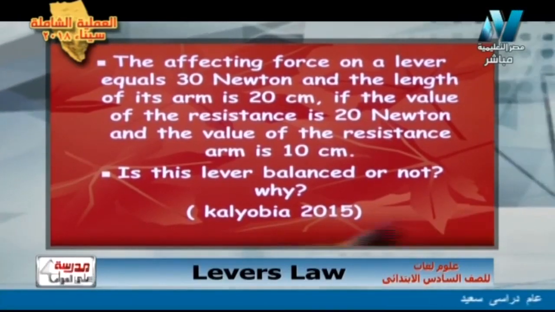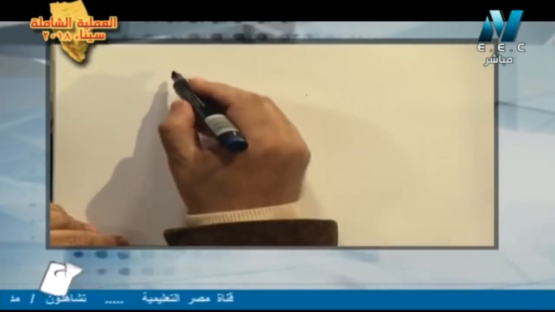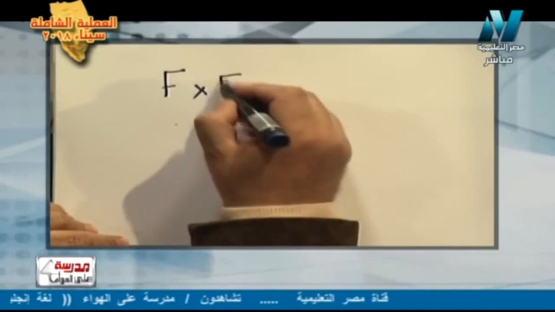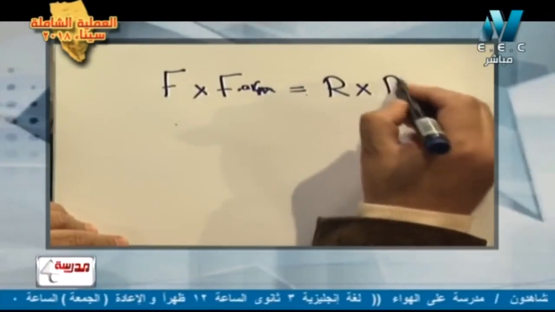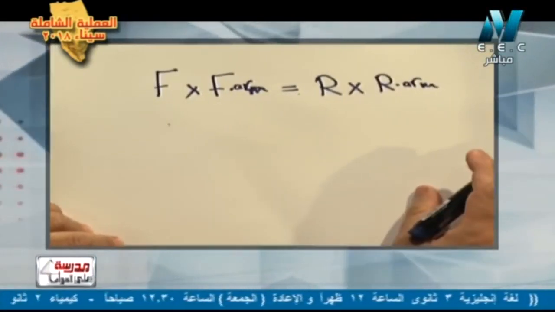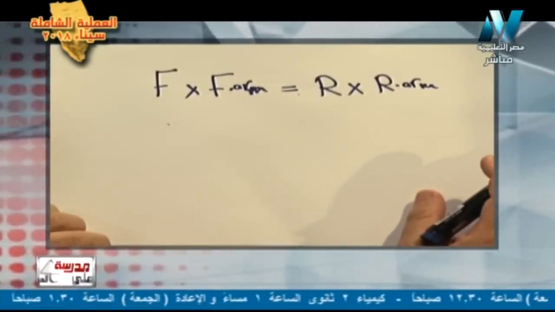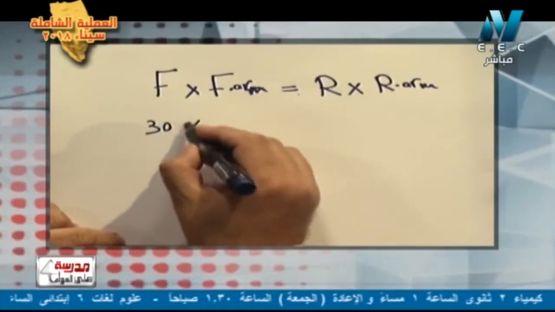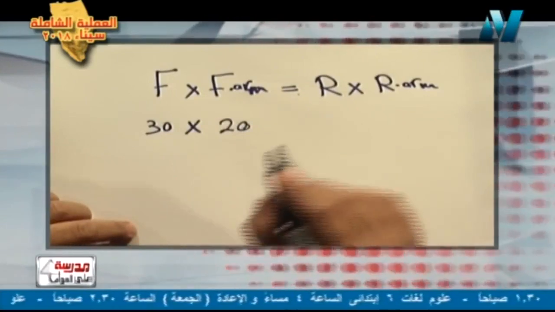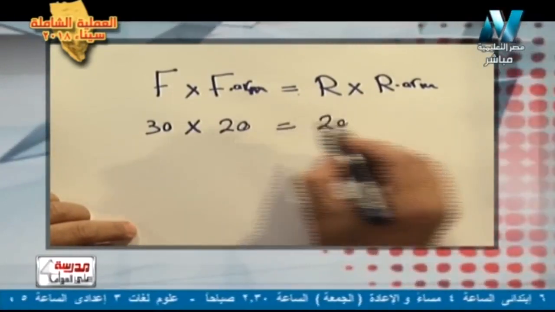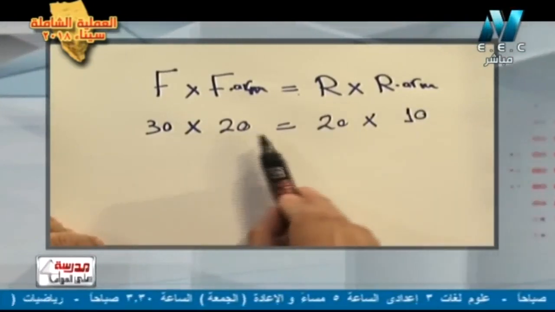First step to solve any lever problem: I must write effort force by effort force arm equals resistance force by resistance arm. So effort force equals 30 Newton, and its arm is 20 centimeter. The resistance is 20 Newton, and the resistance arm is 10 centimeter. So I have here the four values.